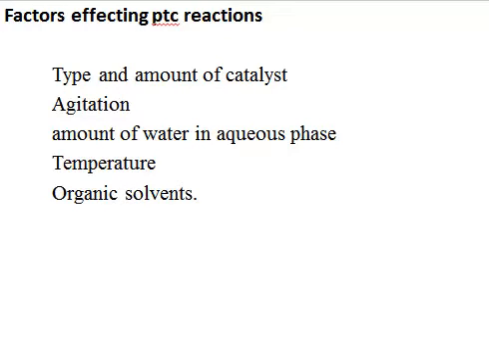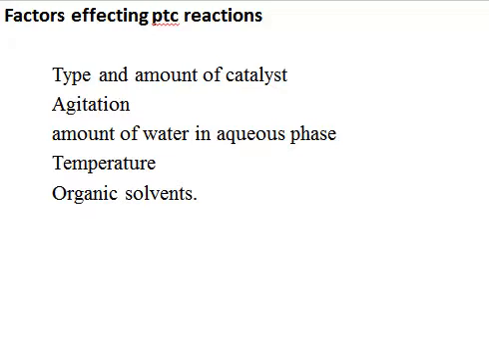Then we have organic solvents. The organic solvent should be such that it does not solvate the inorganic anion. Right? This is the basic criterion for the organic solvent. The organic substrate should be soluble in it, and the organic solvent should not be able to solvate your anionic species, because if it is able to solvate your anionic species, then the rate of reaction will get lower.